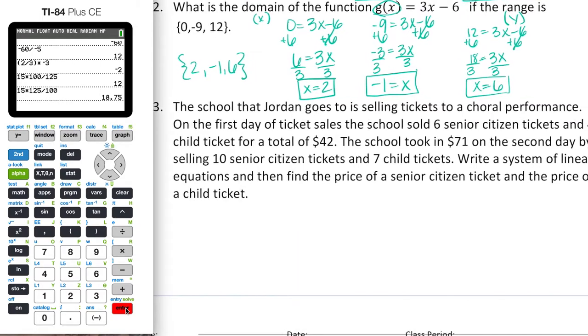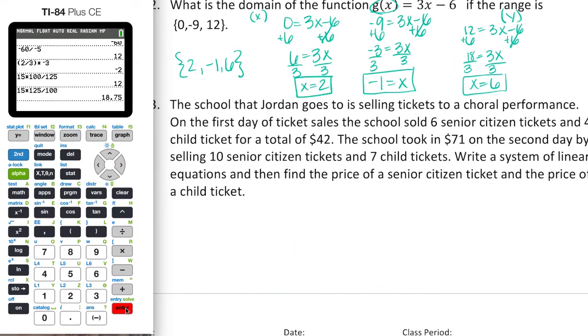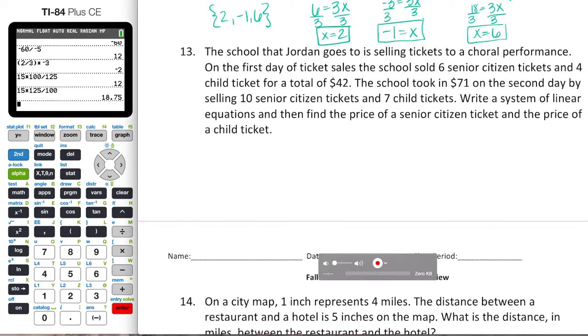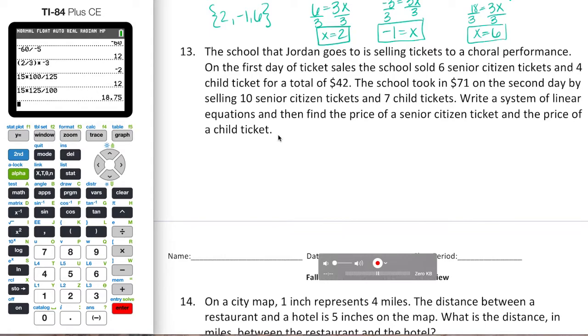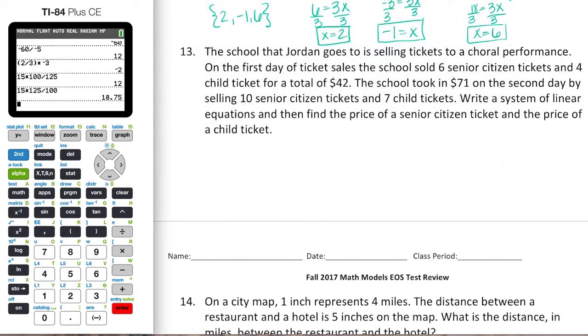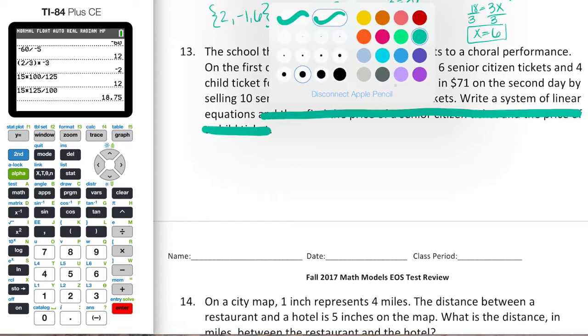All right, number 13. So it says the school that Jordan goes to is selling tickets to a choral performance. On the first day, the ticket sales, they had 6 senior citizen tickets and 4 children's tickets for $42. The school took in $71 on the second day by selling 10 senior citizen tickets and 7 children's tickets. So write the system. So remember I told you all in class, all we had to do was write the system. We did not have to find the price. You will do that next semester.